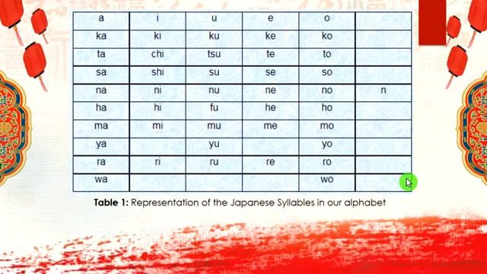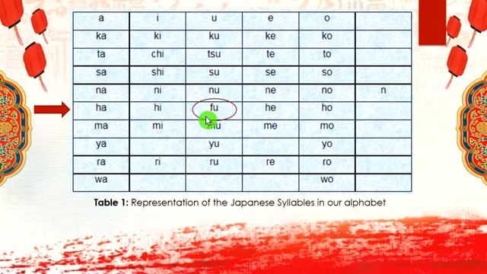Why, for example, does the third column under the H row become fu instead of hu? Just like in ka, ki, ku, ke, ko. But in the H row, instead of ha, hi, hu, we use fu.